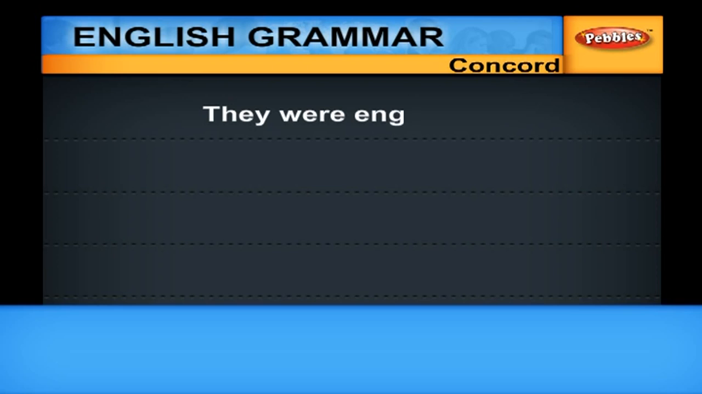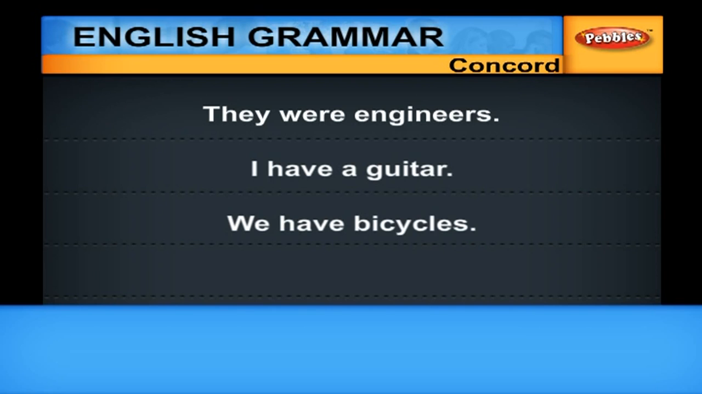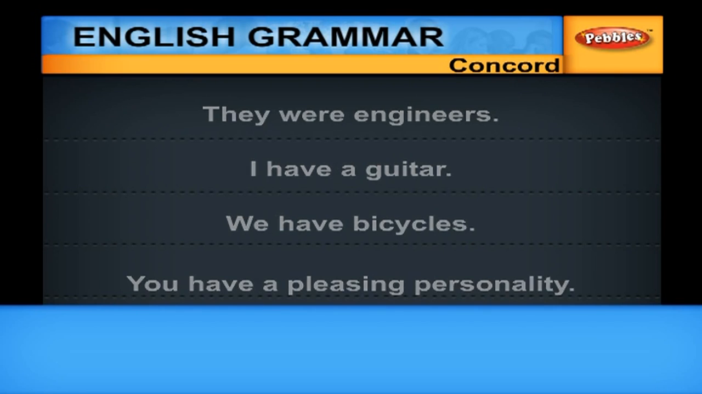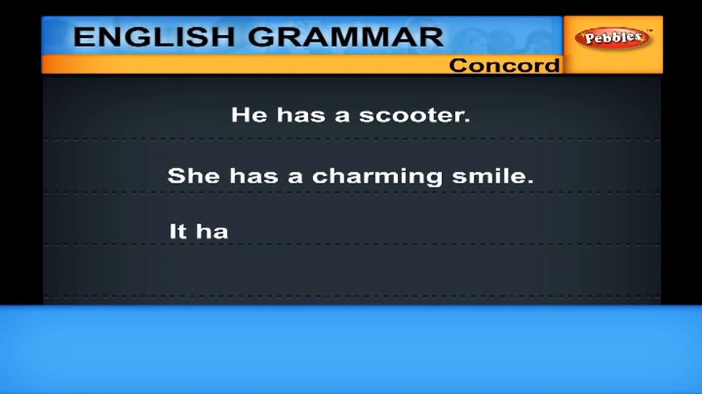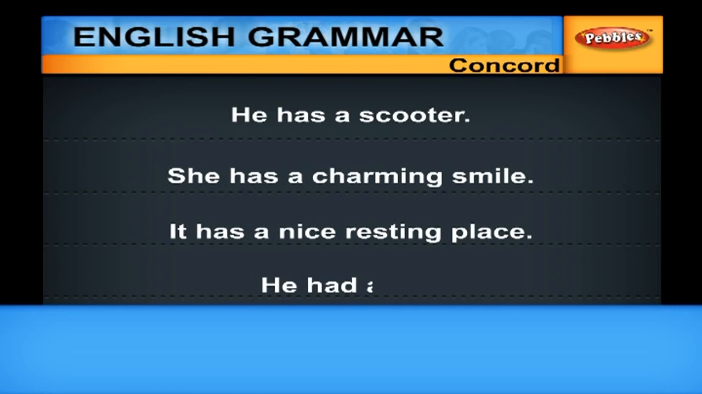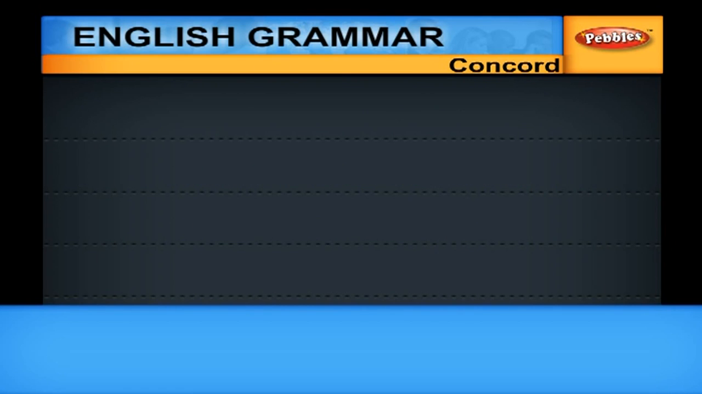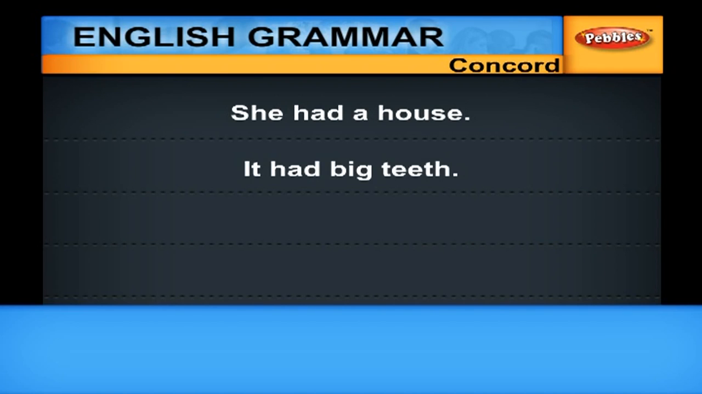They were engineers. I have a guitar. We have bicycles. You have a pleasing personality. He has a scooter. She has a charming smile. It has a nice resting place. He had a car. She had a house. It had big teeth.